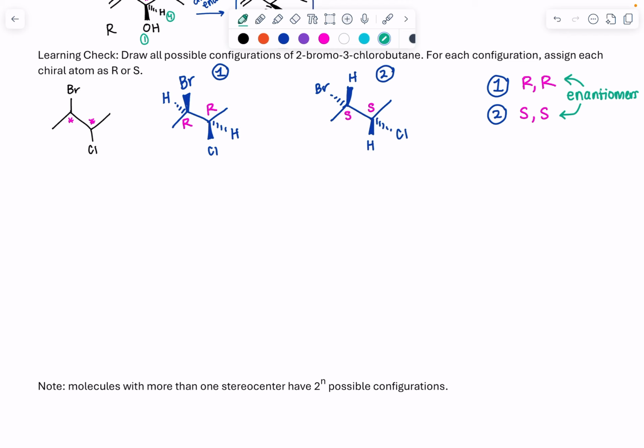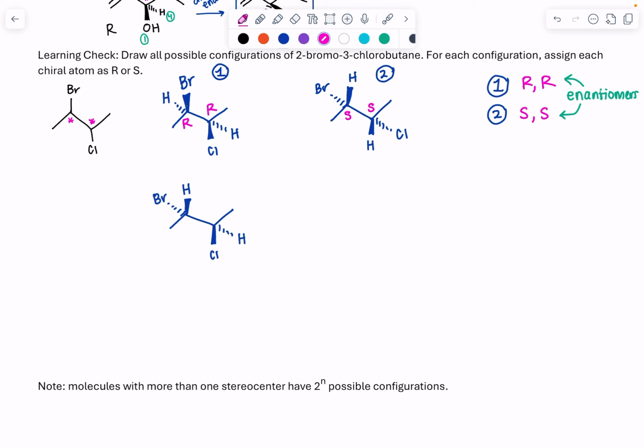Now, another option is to switch only one of the chiral centers. So if we go back to the first configuration I labeled as configuration 1, where we have R and R, we could switch wedge and dash for just one of the chiral atoms. So I'll start with the one on the left. Hydrogen on the wedge, bromine on the dash, but then keep the other chiral atom the same. So chlorine still on wedge, hydrogen on dash.